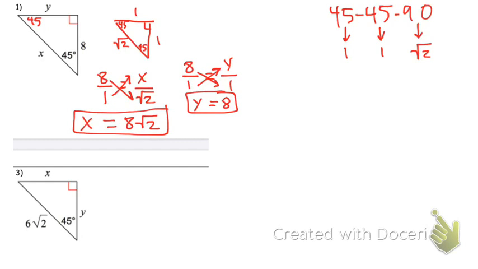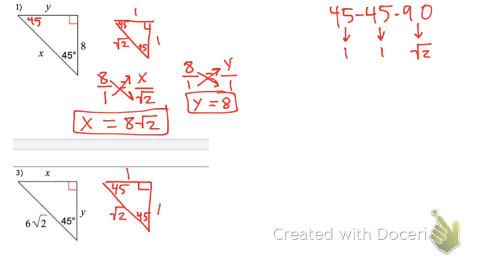So let's draw our copy. There's 45, 45. So across from the 45 again is 1. Across from this 45 is also 1. And across from the 90 is radical 2. And let's set up our fractions.